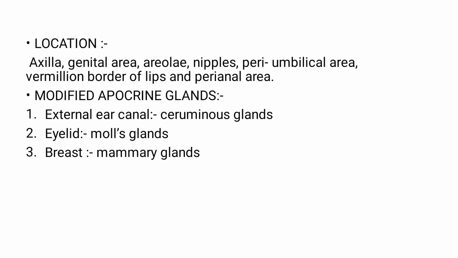The location of apocrine glands is axilla, genital areas, areola, nipples, periumbilical area, vermilion border of lips and perianal area. Modified apocrine glands are mostly seen in the external ear canal as ceruminous glands, in the eyelid as Moll's glands, and in the breast as mammary glands.